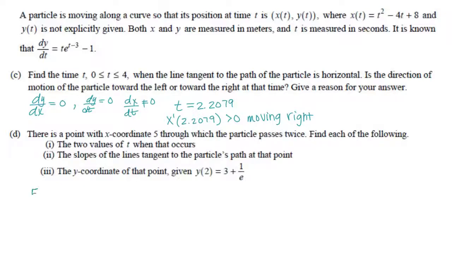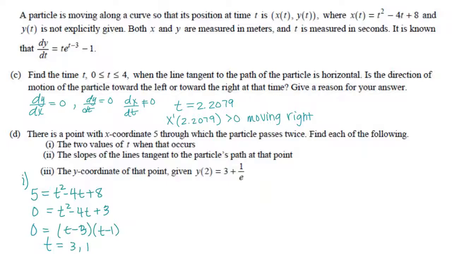So I'm going to say 5 equals, because again I need that position. So 5 is going to be equal to whatever that x was. I need to come back up and look. t squared minus 4t plus 8. If we solve this, of course you can type it in the calculator, but some of this is just easier to solve by hand here, and that's going to be t minus 3 times t minus 1. So you have 2 times, at 3 and at 1. All right, so there's your first part.